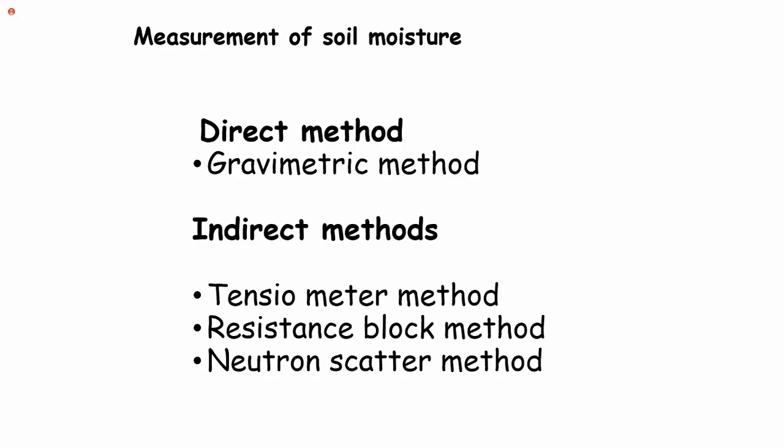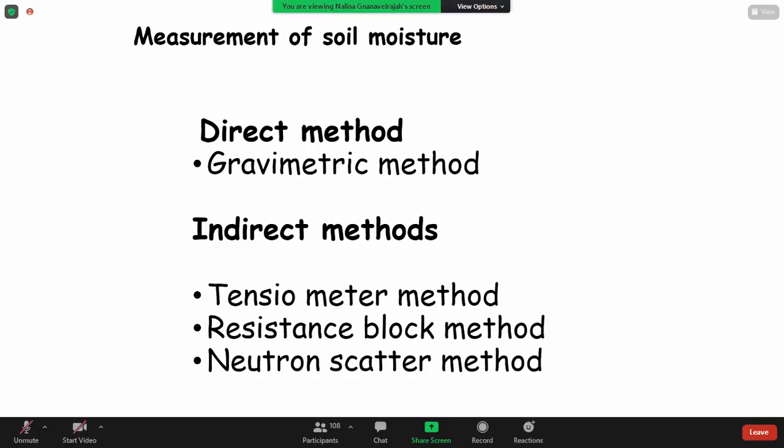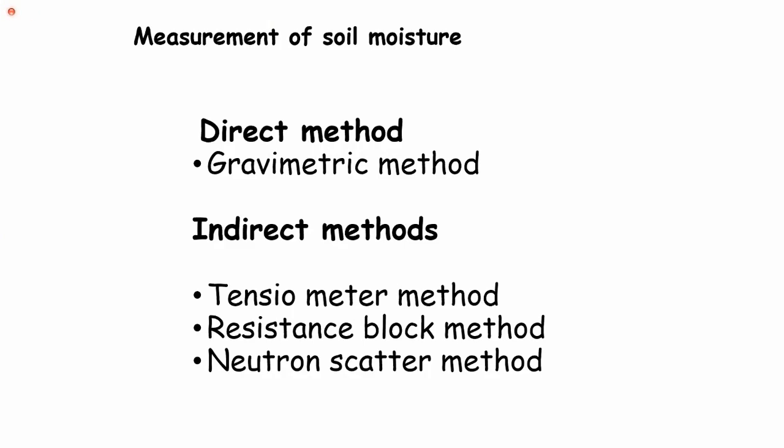So direct method is the gravimetric method. That is normally practiced and that is the actual correct measurement. And there are many indirect methods. We'll be discussing only 3 of them. These indirect methods are tensiometer method, resistance block method, and neutron scatter method. We'll study all these types of measurement.